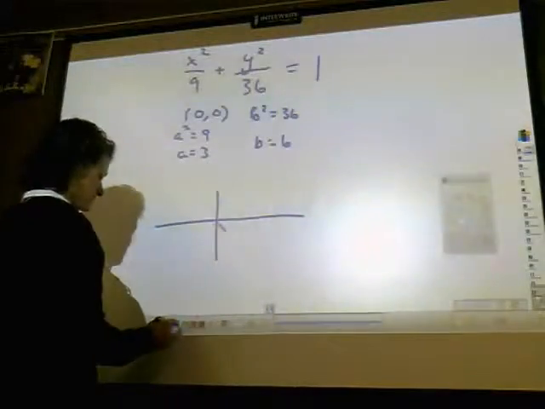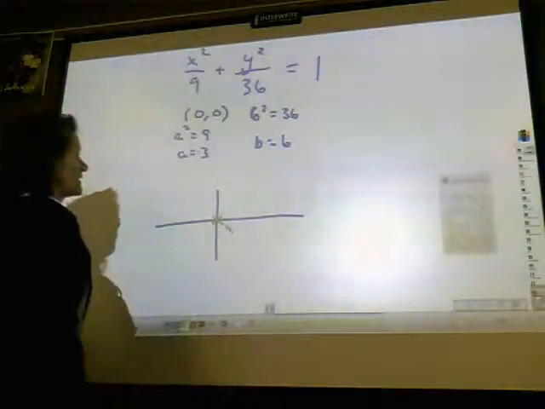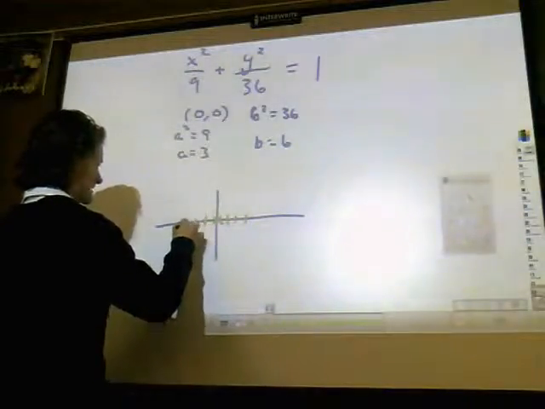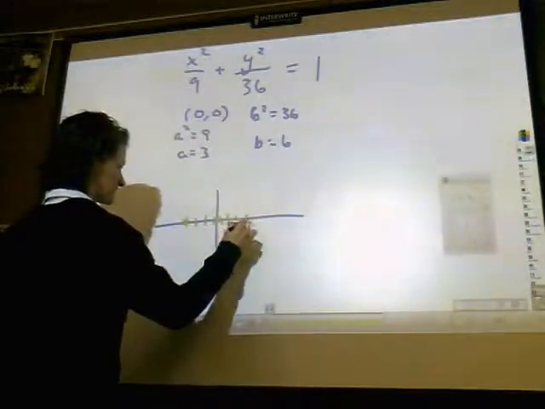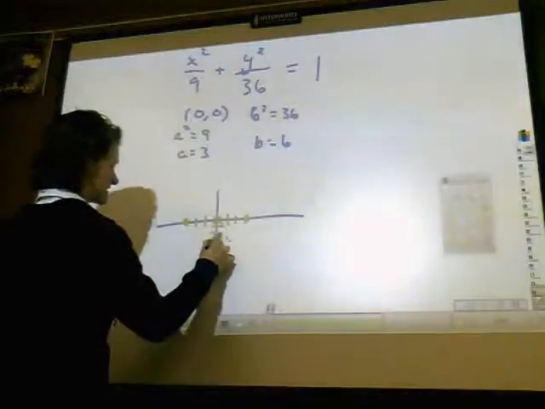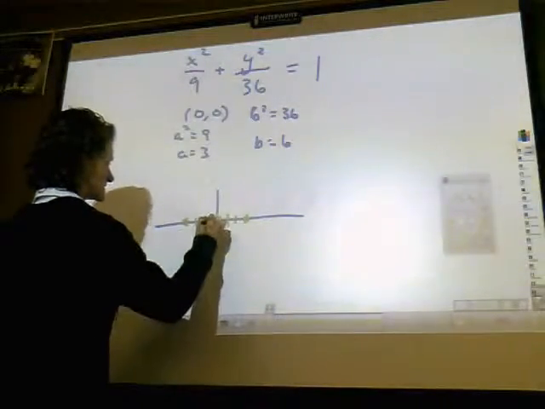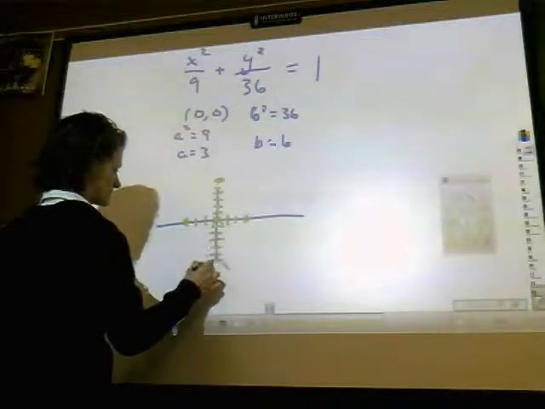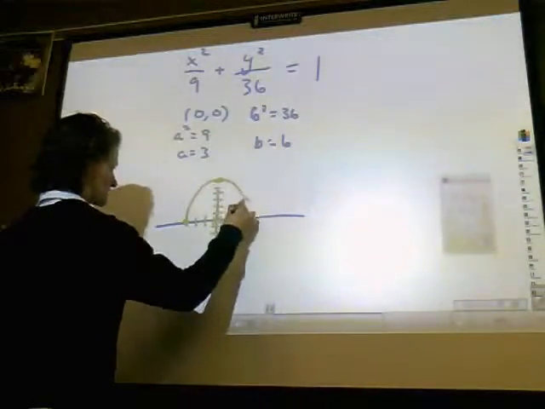So to draw it, we're going to start with the center, and then we'll go 3 to the right, 3 to the left. Put circles there to indicate points. We got 6 down, 6 up, and there's our ellipse.